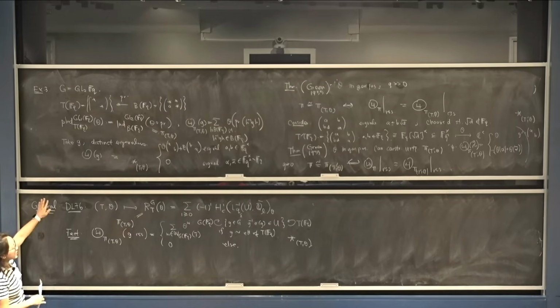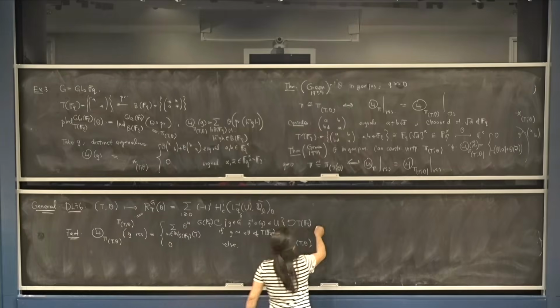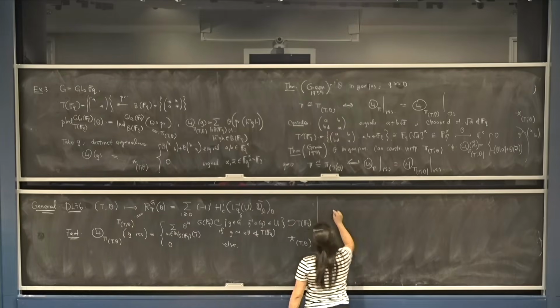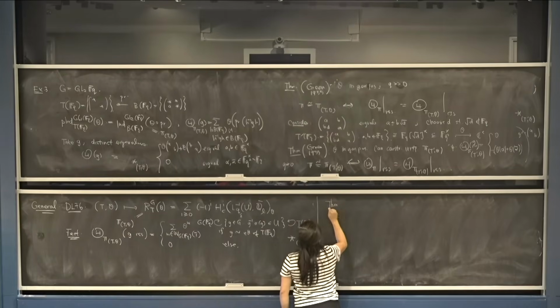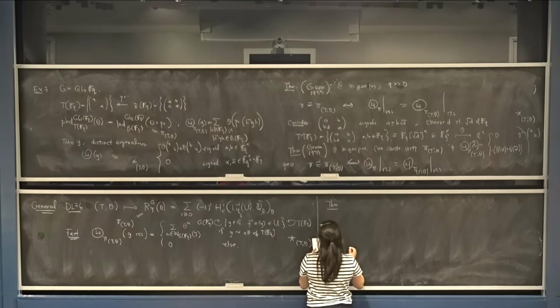Okay, so this is kind of the existence part. This is showing that there are representations that have this formula. And then the uniqueness part is the following result. So let me state it first.